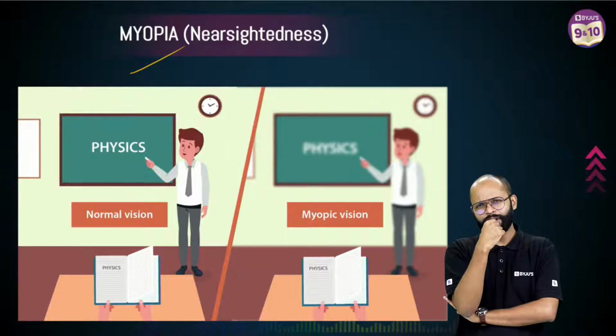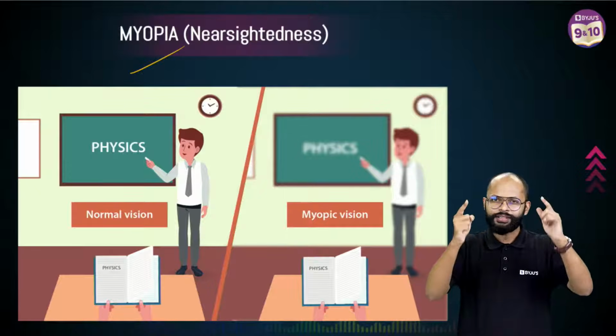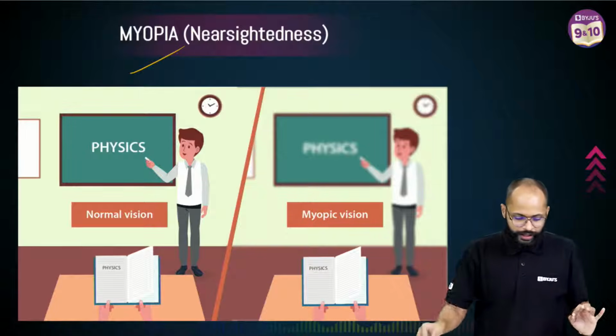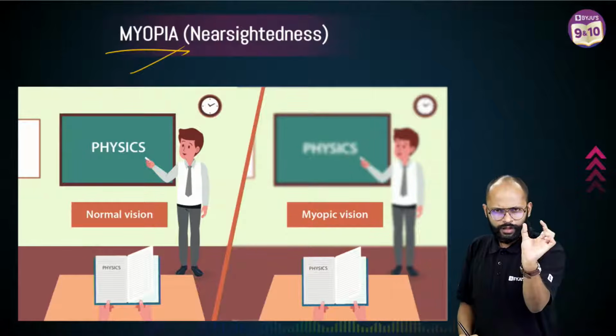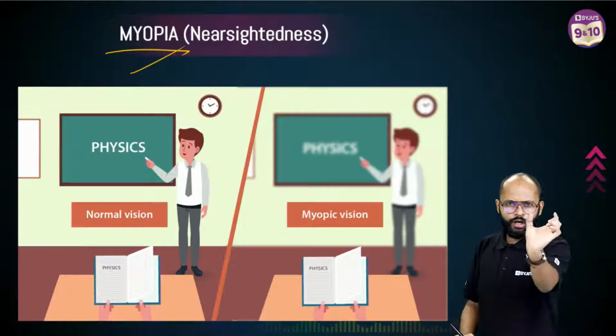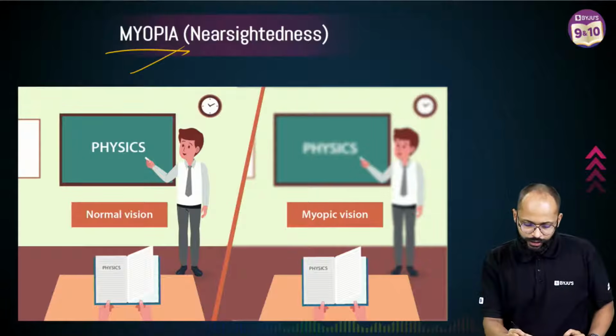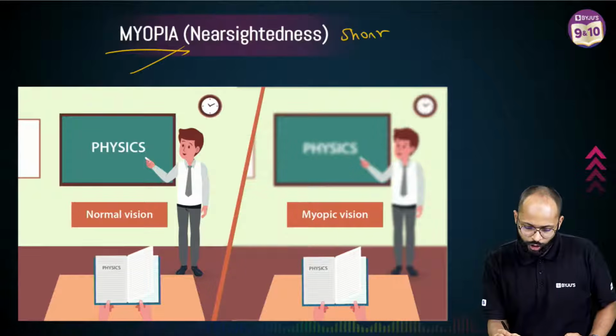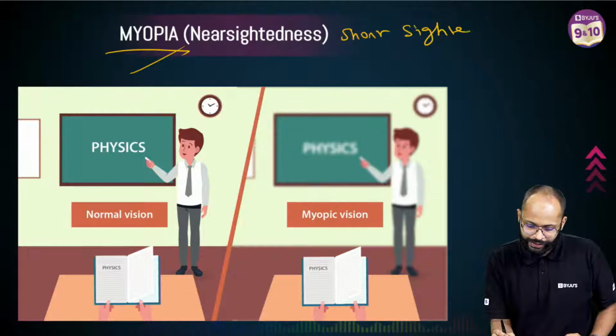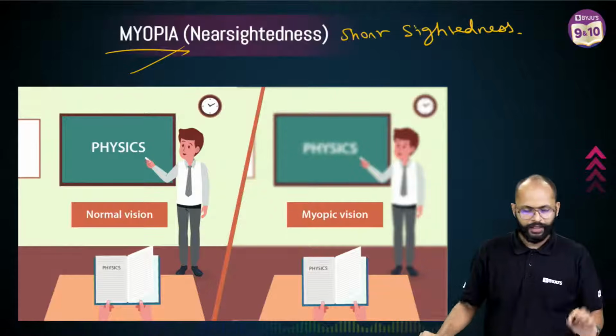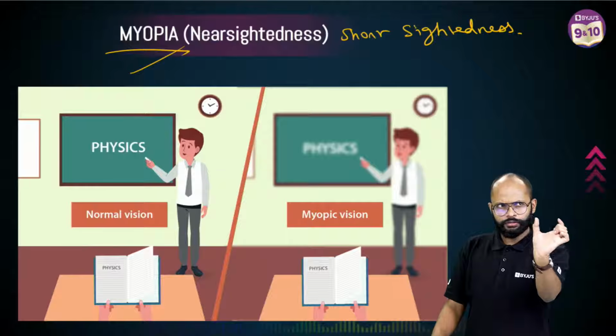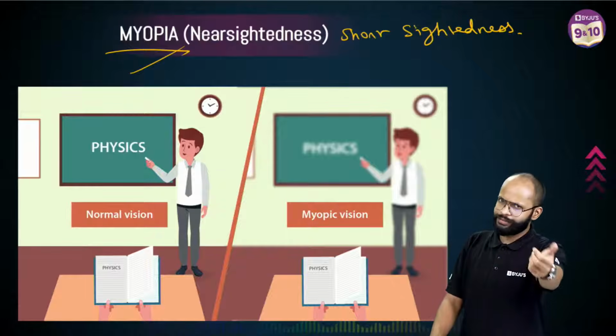Hypermetropia, was it near one or far one? Today, once and for all, let's clear this out. See, myopia is a small word compared to hypermetropia, a short word. So it is called short-sightedness.